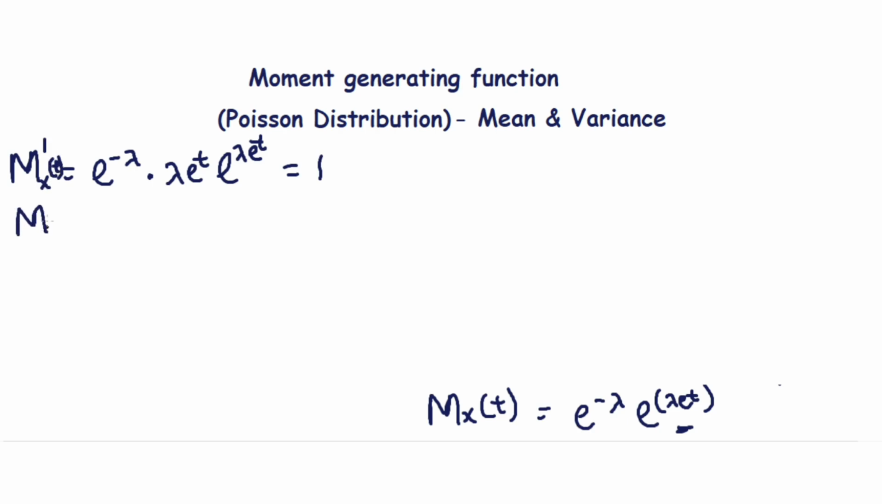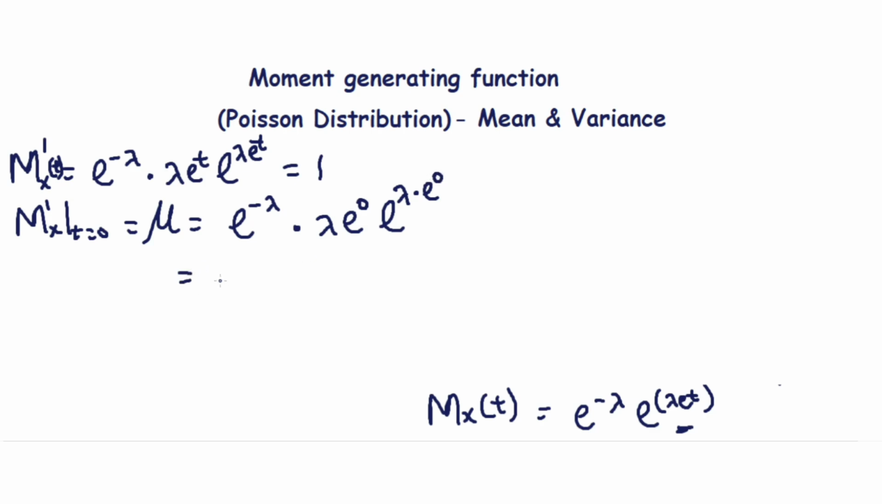So I'll take t to be 0, which is our mean. Then that would be e raised to the power of minus lambda times lambda e raised to the power of 0, then e raised to the power of lambda multiplied by e raised to the power of 0. Then that would be e raised to the power of minus lambda multiplied by lambda multiplied by 1 multiplied by e raised to the power of lambda.